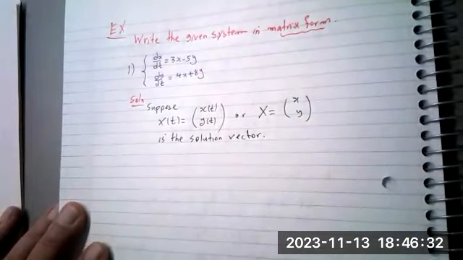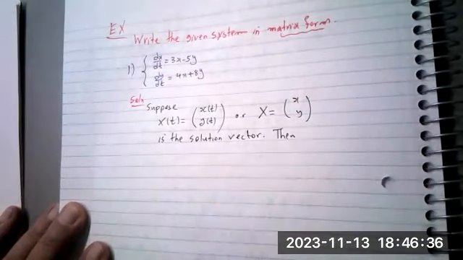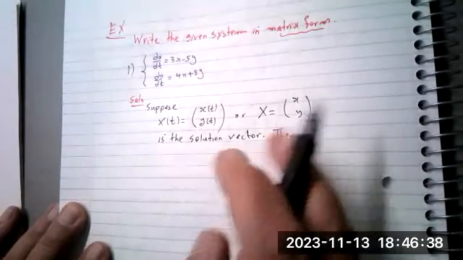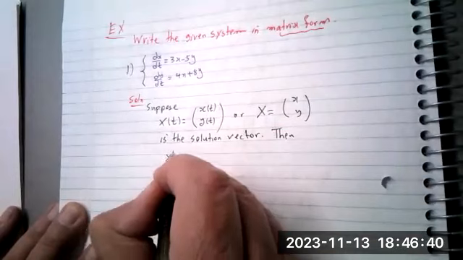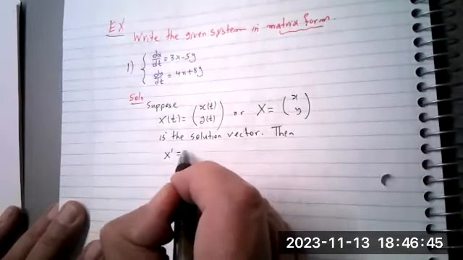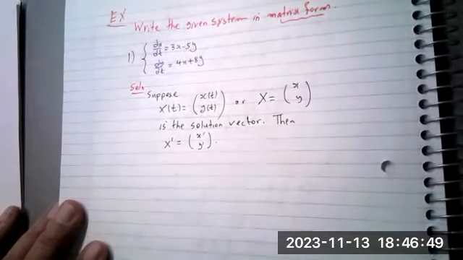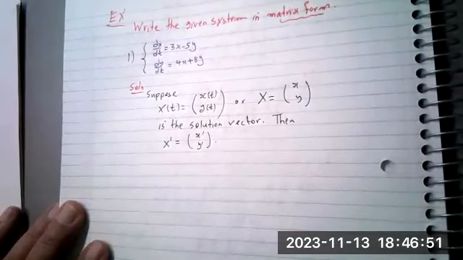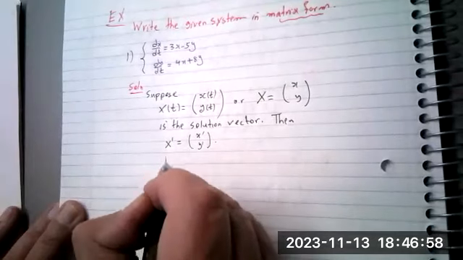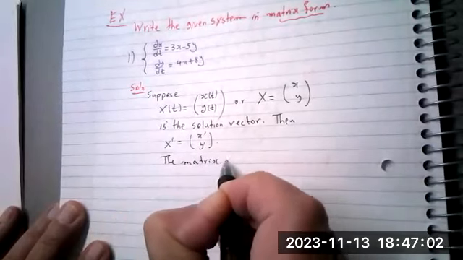If this is the solution vector, then your x prime of t, or just x prime, is going to be what? It's going to be x prime and y prime. Then the other one that you are going to consider as a function, we call it the matrix of coefficients. So the next one, the matrix of coefficients.